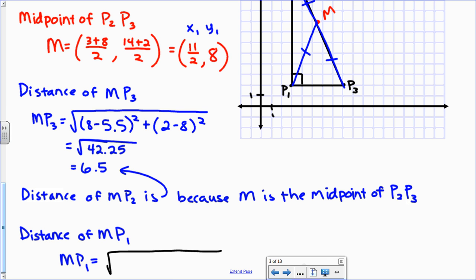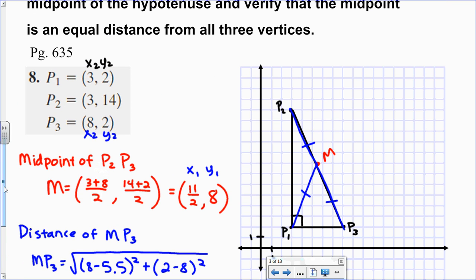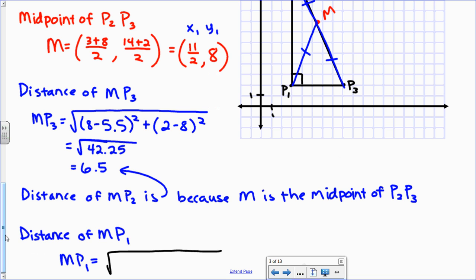So why did we solve this one and not the other? Well, you can. I was just saving a little bit of time because I knew that this had to be 6.5 because M is the midpoint of P2 to P3. So MP3 has to equal MP2 because it's the midpoint. Right, and so this next one should equal the same thing. It should, but I have to actually find it because it's not a midpoint. It's not part of that segment. But yes, it should, because that's the property that I'm trying to prove, that the midpoint of the hypotenuse is equidistant from all three vertices.